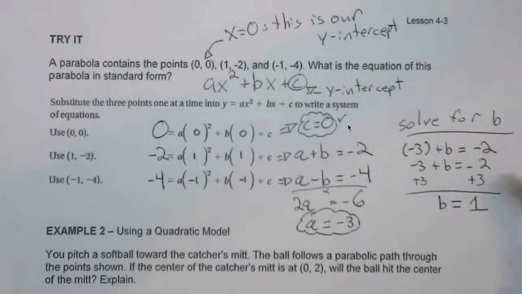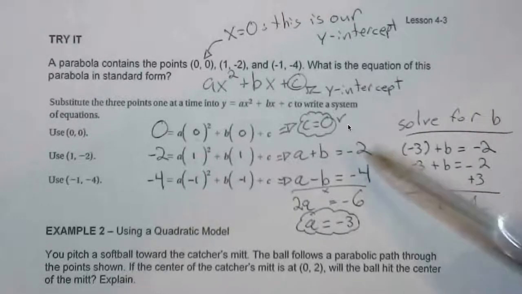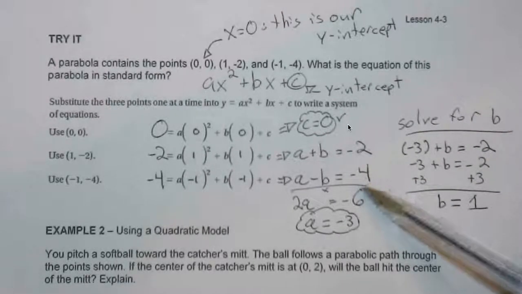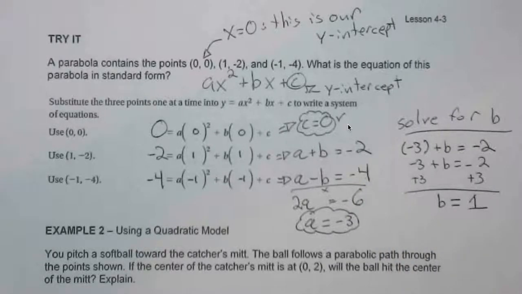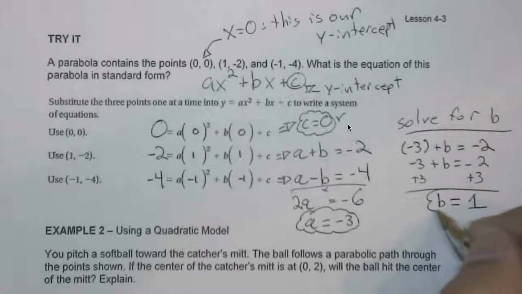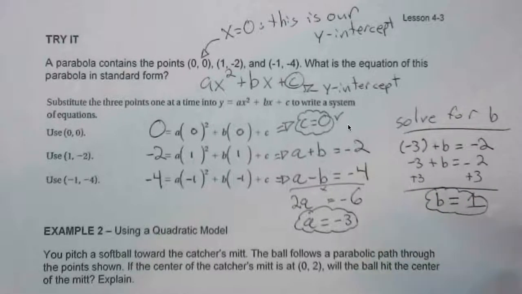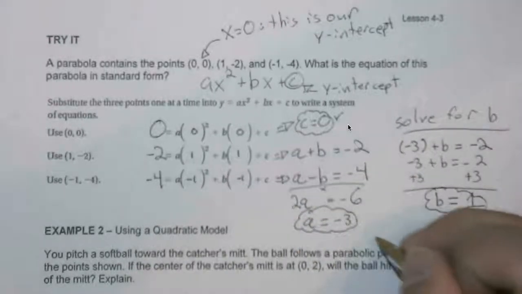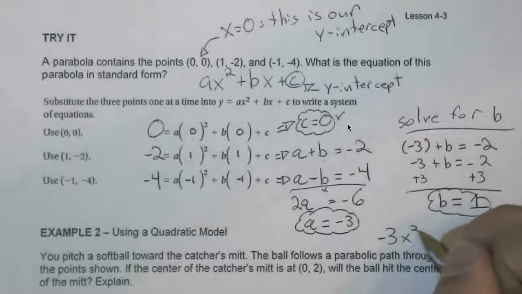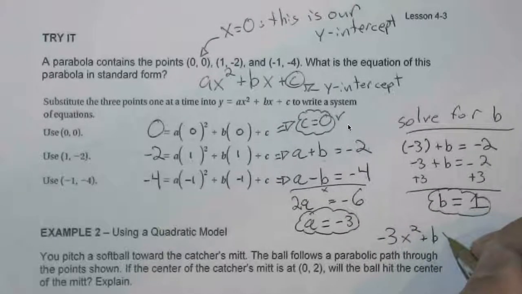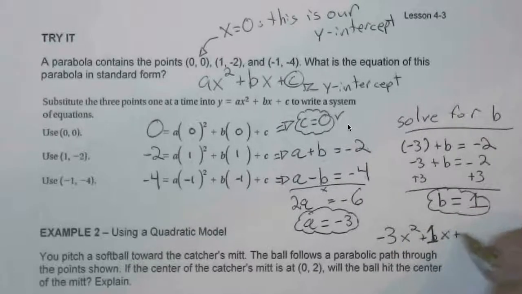Which is totally fair game to use this equation seen here. I could have picked this equation and that would have worked just fine. But this is going to say that our b term's 1. So when we combine all of our terms seen here, the standard form equation should be -3x squared plus bx, in this case plus 1x plus 0.